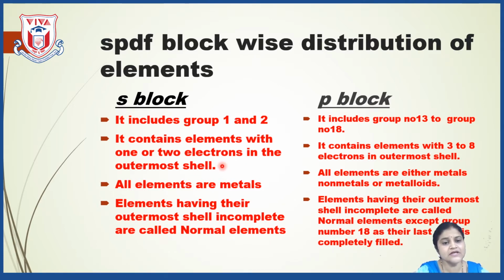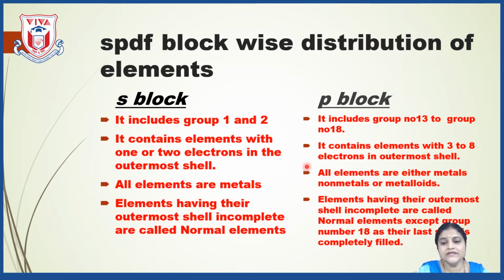In the S block, all the elements have either one or two electrons in their outermost shell. Then the P block contains elements with 3 to 8 electrons in its outermost shell. So when it starts from group 13 to 18, it concludes that it has 3 to 8 electrons in their outermost shell. The third point of S block: all the elements in S block are metals.